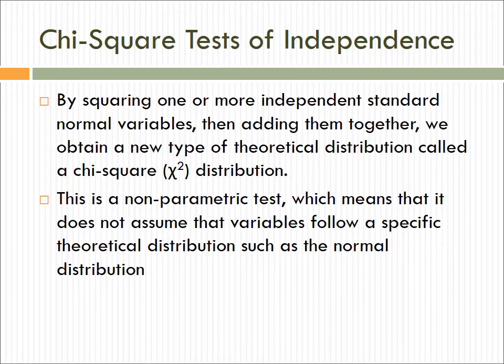So chi-square, remember again, is testing on independent standard nominal variables and adding them together. We obtain a new type of theoretical distribution called the chi-square distribution. Again, this is not the only hypothesis test that's not standardized, so it doesn't necessarily follow a normal bell distribution. It should follow a normal bell distribution, but it doesn't necessarily have to follow that.